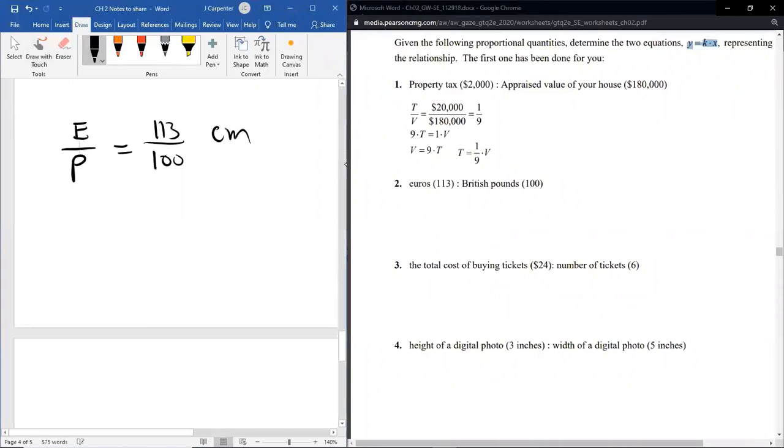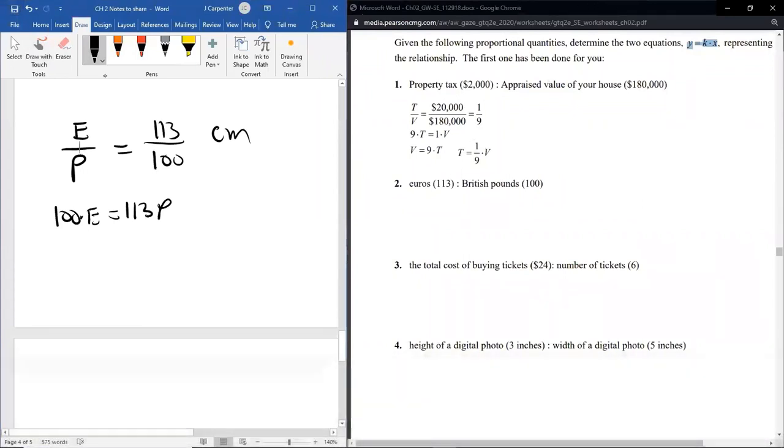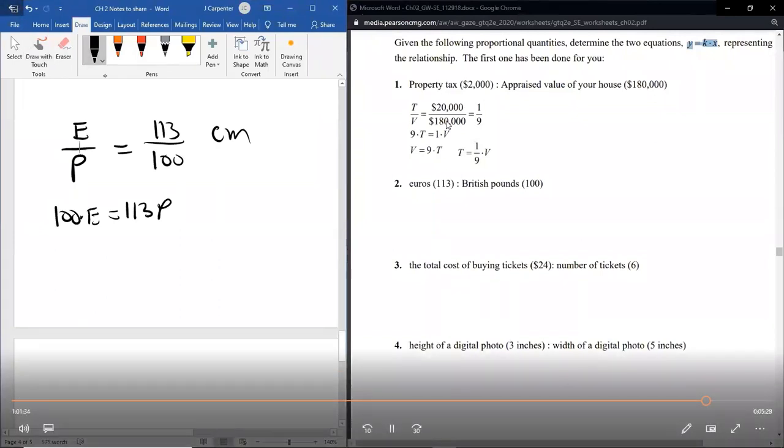There's no reduction here, so go ahead and cross multiply. After you cross multiply, you'll get 100 times E is equal to 113 times P. Then from here, you solve for either E or P. Again, if this was a bigger problem, maybe I say, all right, well, if we had 1 pound, how many euros would we get? That means it would be best for you to solve for E. Or if I say, if I gave you 2 million euros, how many pounds would that be?